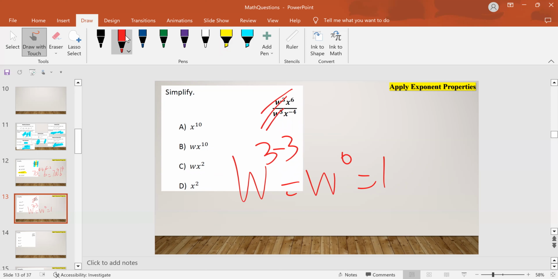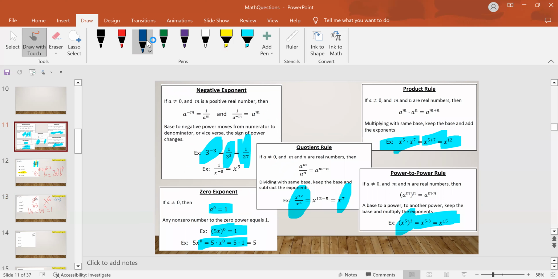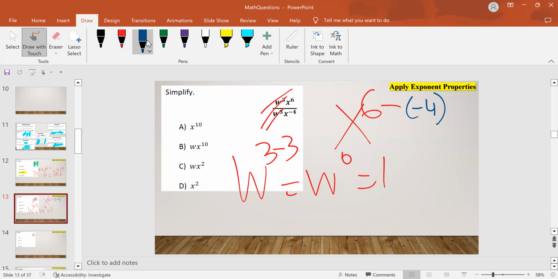Now what about the x part? We have x to the 6 divided by x to the negative 4. So we take the top power 6 minus negative 4. The formula is the top power minus the bottom power. The top power is 6 and the bottom power is negative 4, so you have minus a negative, which changes to positive. Therefore, we have x to the 10th power.